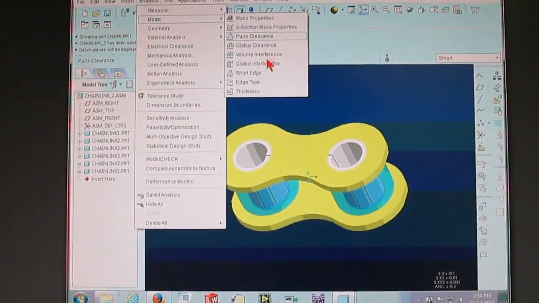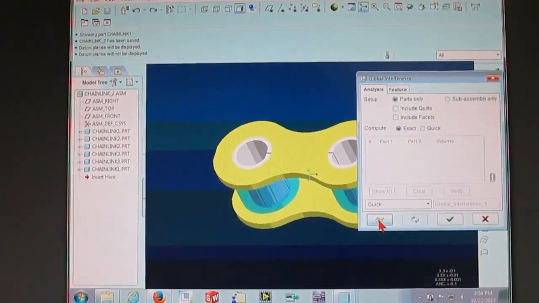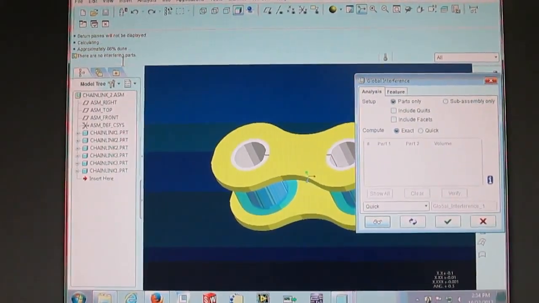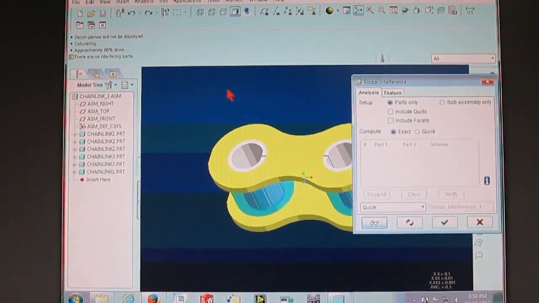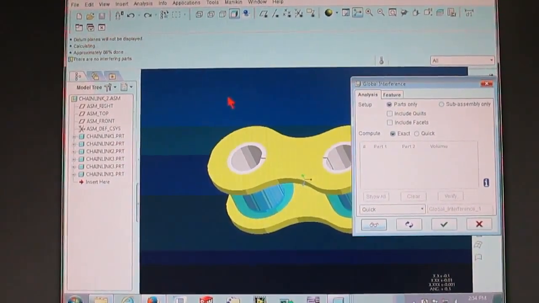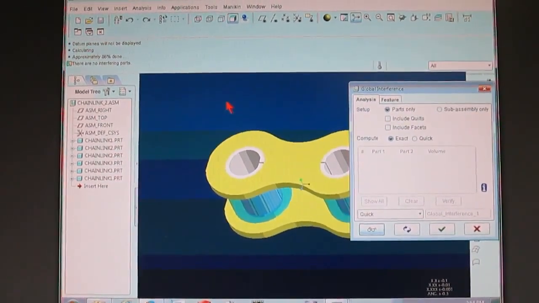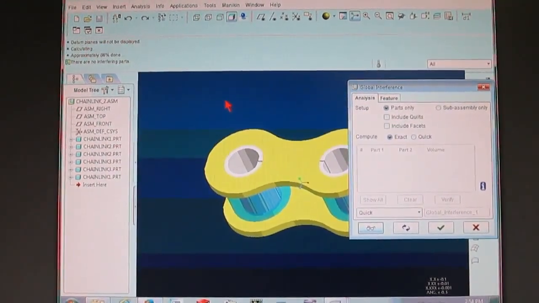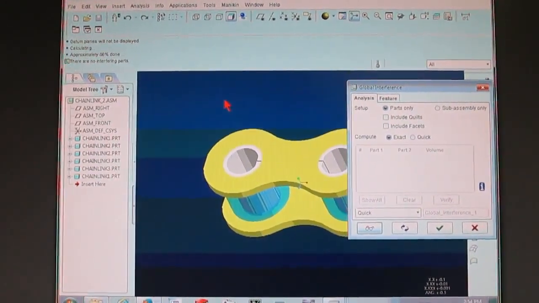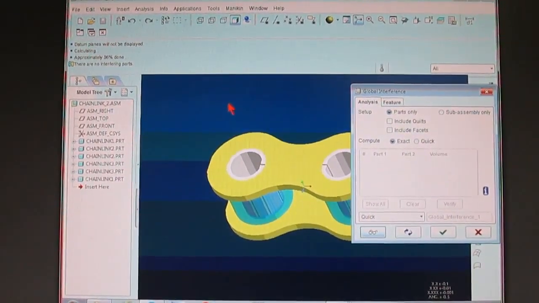Model global interference. On that, you hit the eyeglasses and it says no interference. Should be that way. Believe it or not, in the future, when we get into the next assembly, getting the interferences to go away that you don't want becomes really one of the biggest things you gotta do.